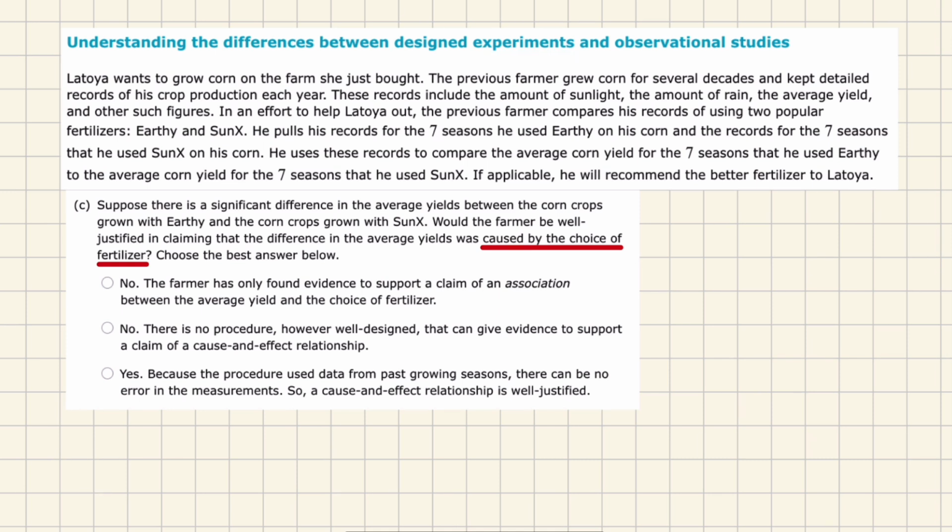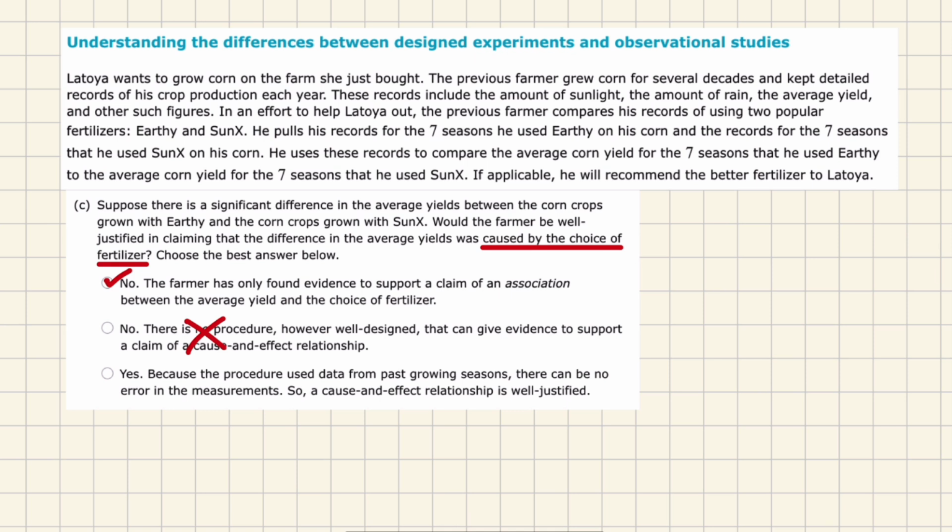But looking at the justifications here, the first says no. The farmer has only found evidence to support a claim of association between the average yield and the choice of fertilizer. This is correct. Observational studies can show association, but not cause and effect. While the second option also says no, it also says there is no procedure, however well designed, that can give evidence to support a claim of cause and effect relationship. This is incorrect because, again, an experiment can establish cause and effect relationships.